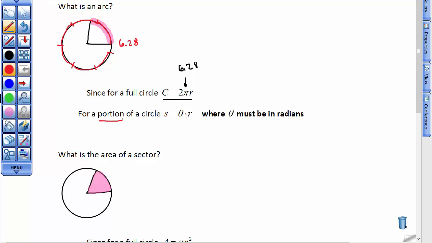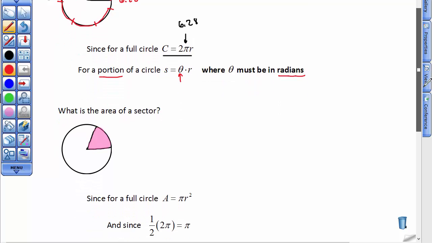Well, if we want to find the distance around a portion of a circle, we're going to use theta in radians, because 1 radian is about 57 degrees, and that's because that's the length of 1 radius on the circumference of the circle. So the distance around a sector, or a portion of an arc, is going to be the angle theta in radians times the radius.